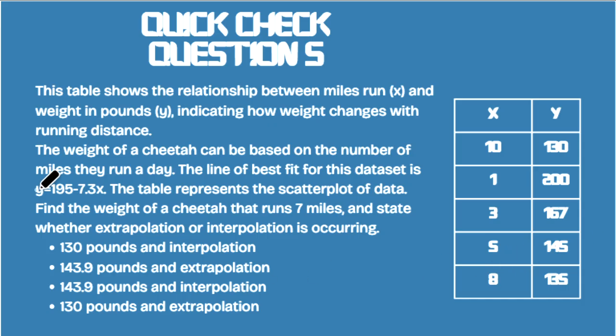So for 7 miles, you would take this formula, you would plug in 7 for X and solve it. Y is going to be the pounds, so you'd find that. And then you have to decide if it's interpolation or extrapolation. If we're dealing with 7 miles, this is the number of miles right here, okay, and this is the weight. Is 7 within the bounds of our table? If it is, then it's interpolation. If it's not, it's extrapolation.